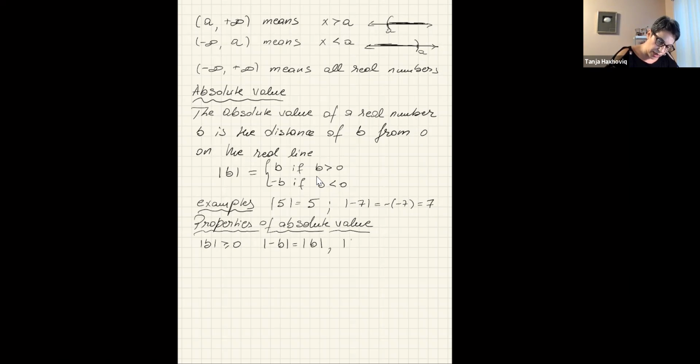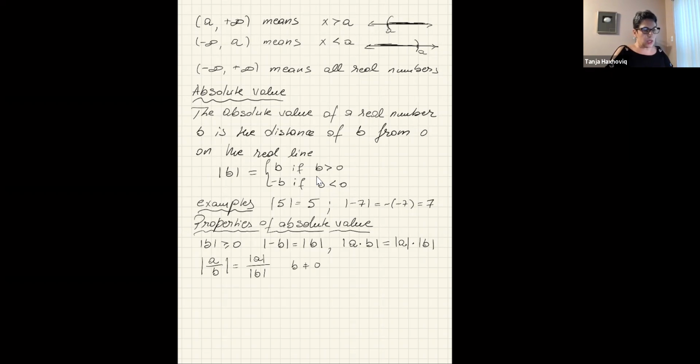The product of the absolute value of two numbers, so the absolute value of some number A times some number B, is equal to the absolute value of the number A times the absolute value of number B. Similarly, the absolute value of the ratio of two numbers is equal to the ratio of their absolute values, provided that B is not 0, of course.